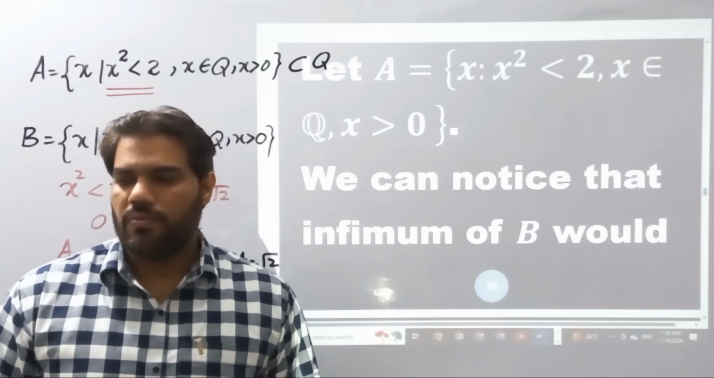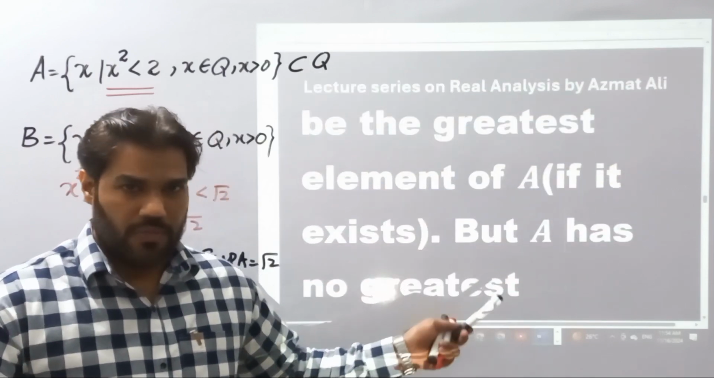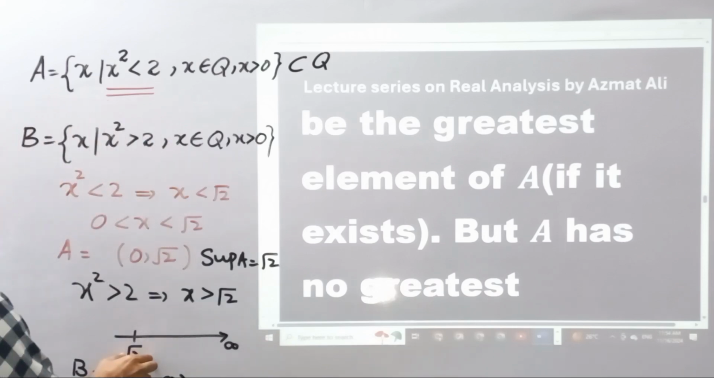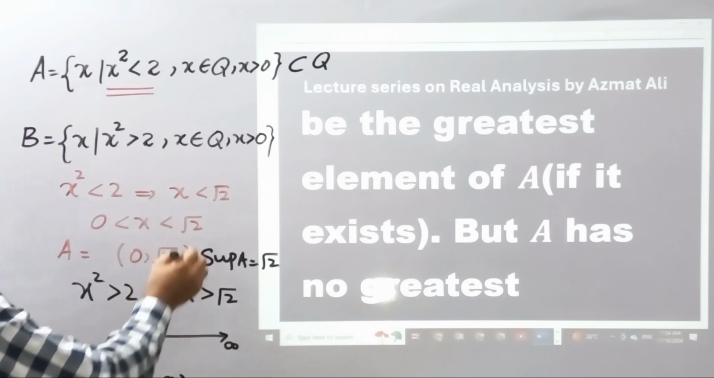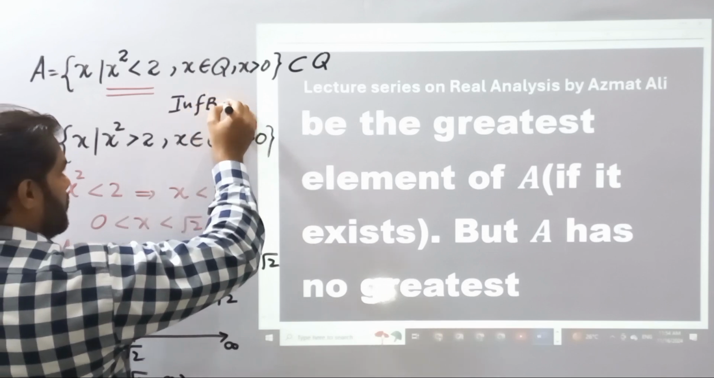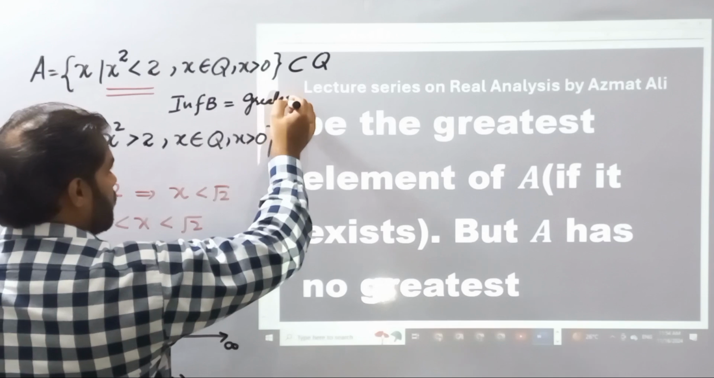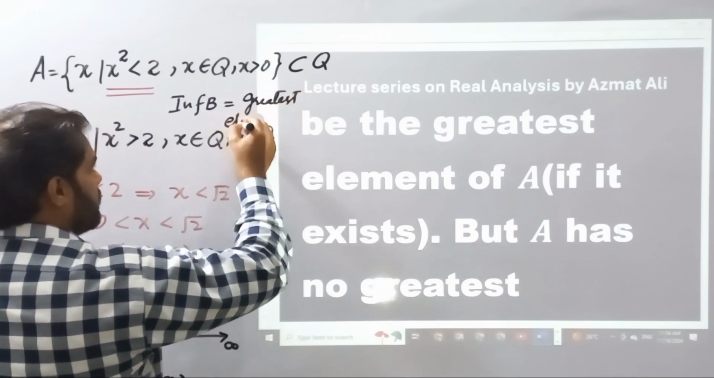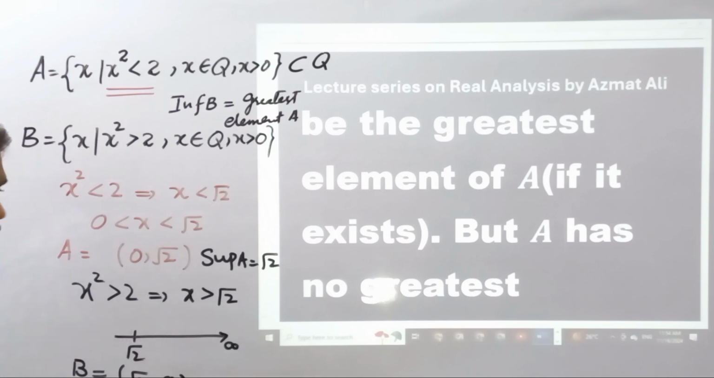We can notice that the infimum of B would be the greatest element of A. The infimum of B would be square root 2. This is actually the greatest element of A. Infimum of B would be the greatest element of A. But we have proved that the set A has no greatest element.